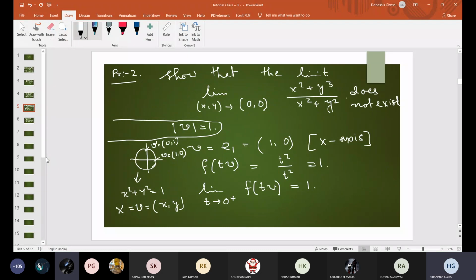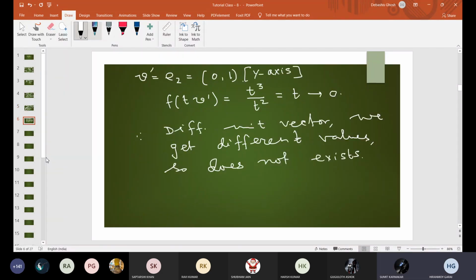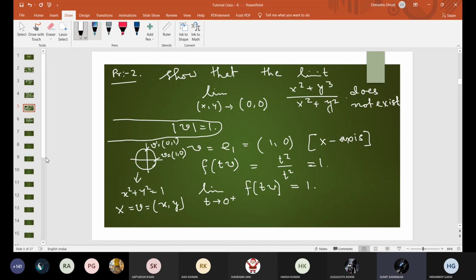Sir, here is t cube by t square equal to 1. T cube by t square. Sir, in this slide, t cube by t square equal to 1. f of tv equal to t cube by t square, no, t square by t square, y is t equal to 0.